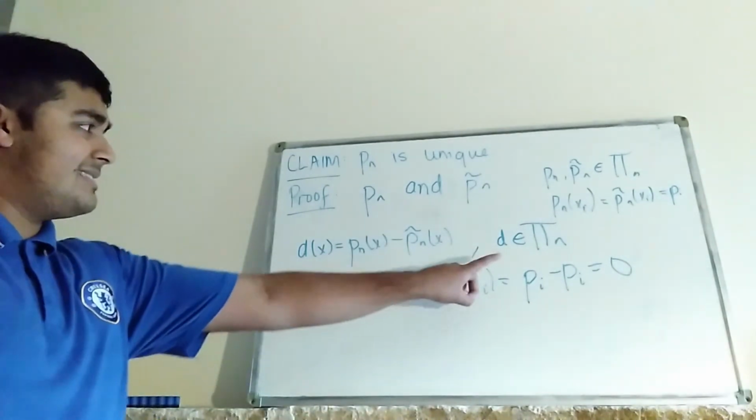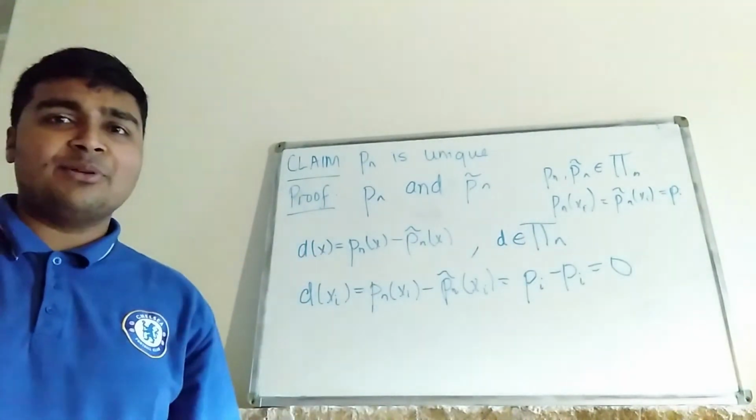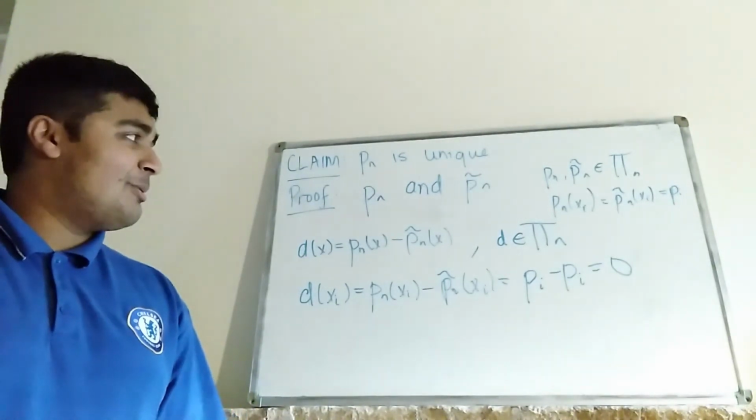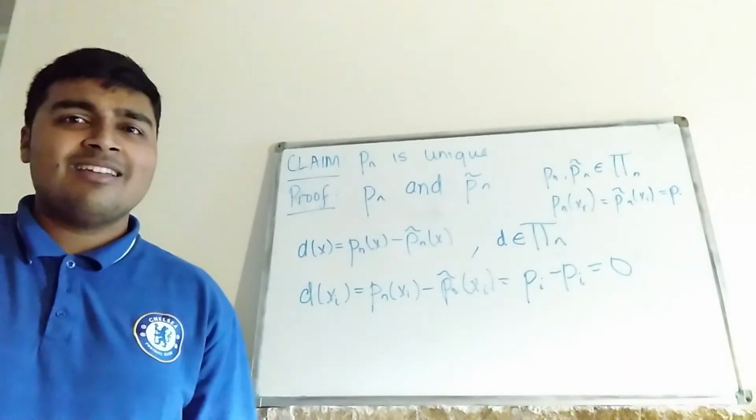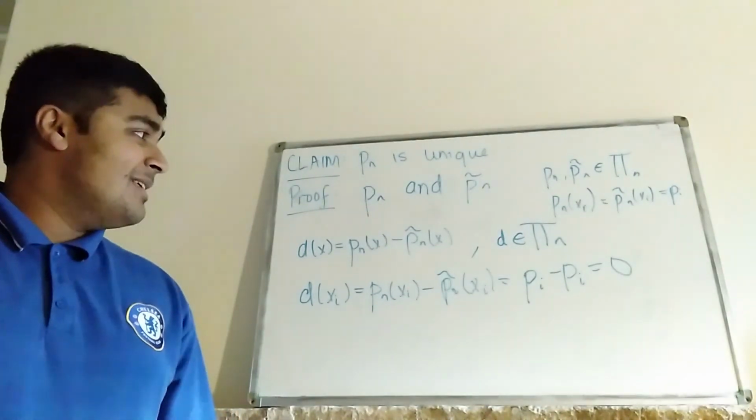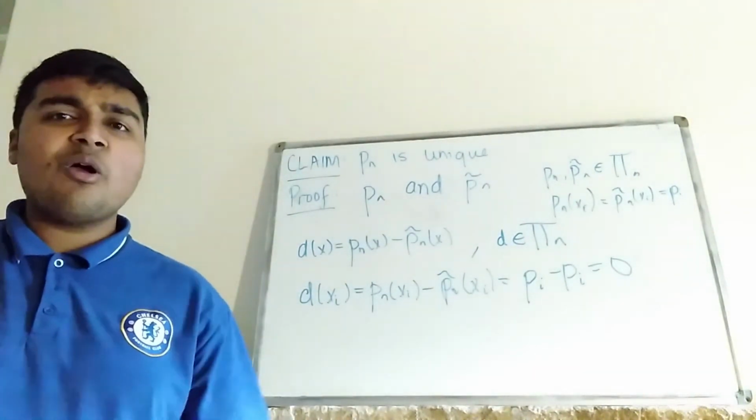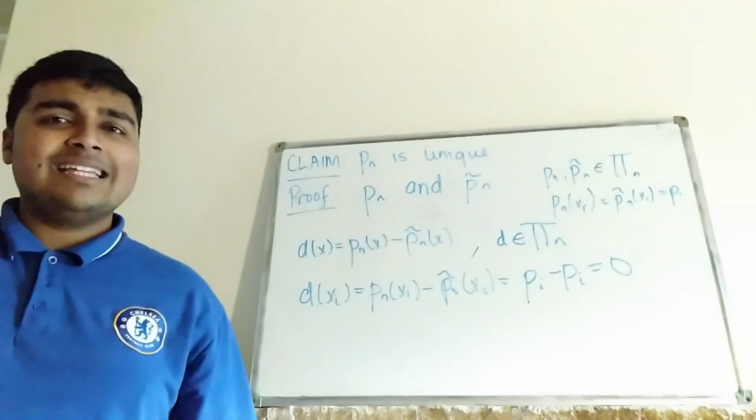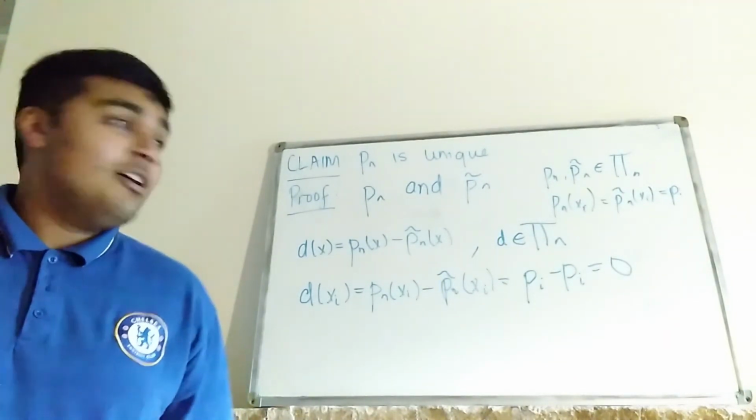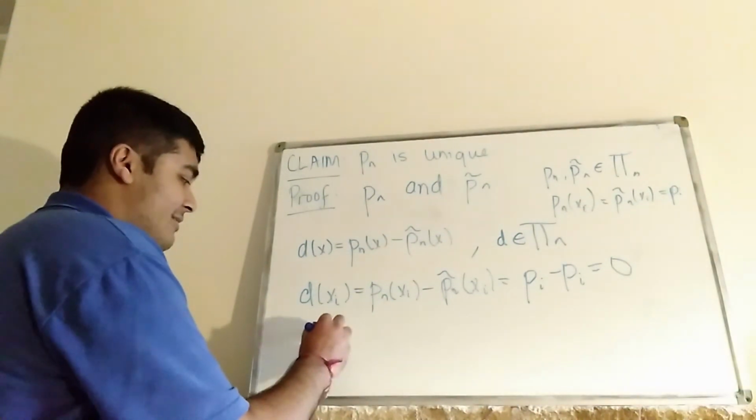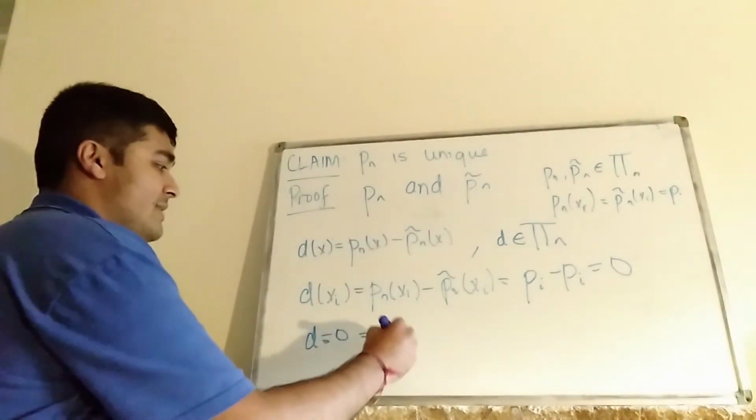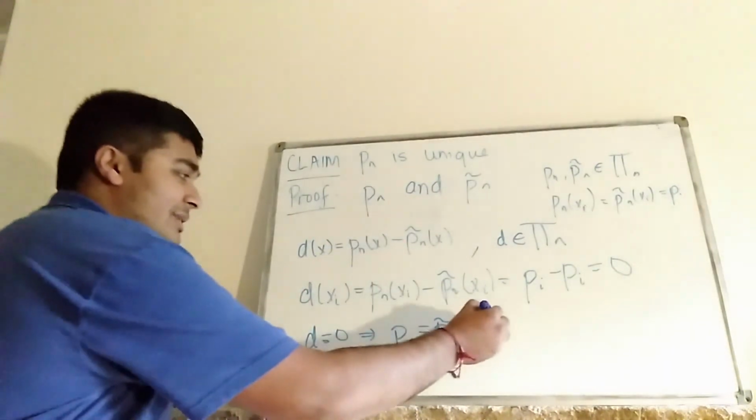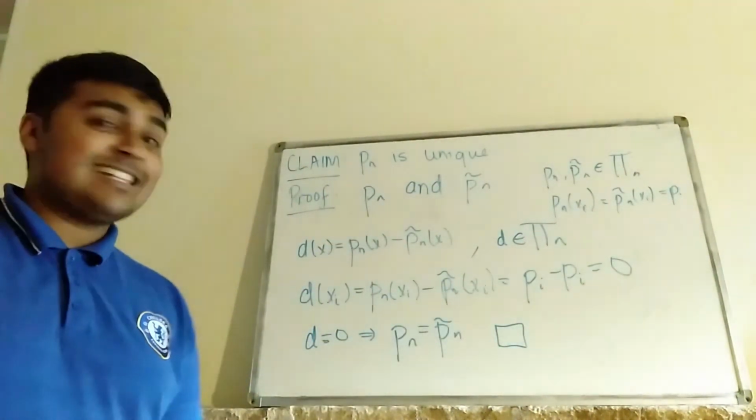But remember we had that d was a member of the polynomials of degree at most n, and now by, I guess, the fundamental theorem of algebra, a polynomial of degree at most n has at most n roots, but we've just shown it has at least n plus 1 roots. So the only way that's possible is if d is the 0 function. Okay, so we can conclude that d is identically 0, but then by definition we get that P_n is the same as P tilde n. And thus our uniqueness proof is done. And that's the end of the problem.